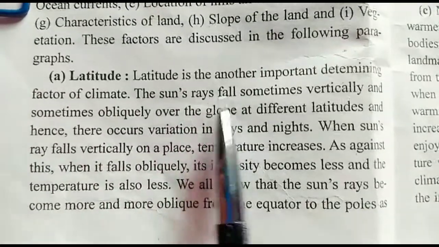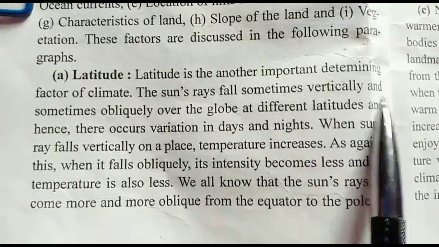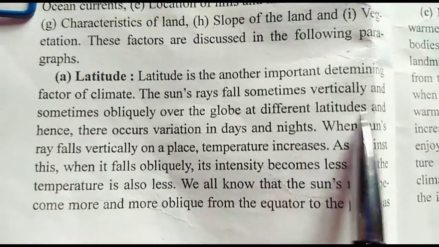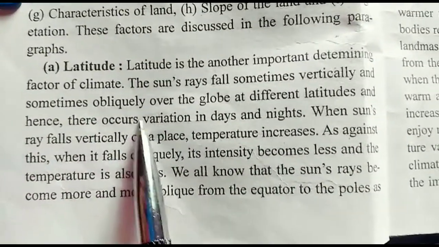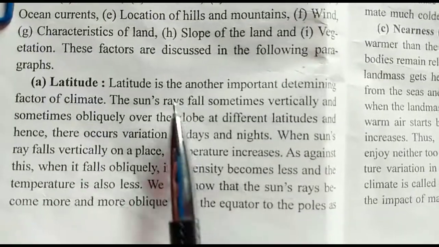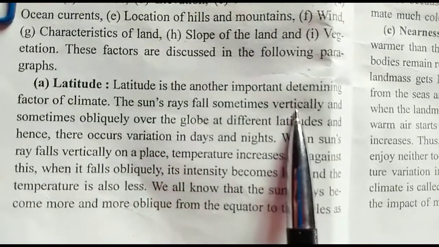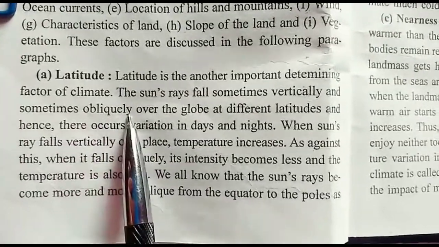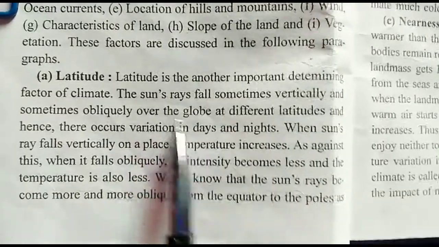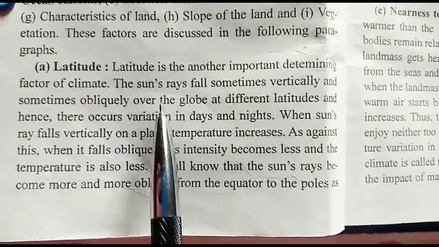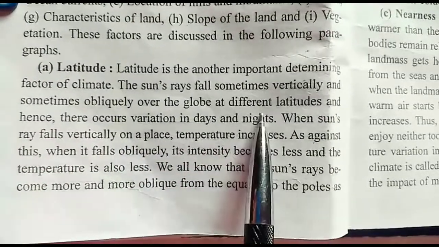The sun's rays fall sometimes vertically and sometimes obliquely over the globe at different latitudes, and hence there occurs variation in days and nights. Means sometimes the sun's rays fall vertically, that is directly, and sometimes obliquely, that is not in a direct way, and accordingly weather and climate differ by day or night.